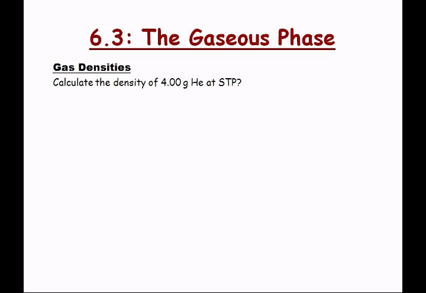Okay. So we got 4.00 grams, and then we say 1 mole, that's the helium, 1 mole of helium is 4.00 grams of helium. Grams of helium cancel out and give us moles of helium. 4 divided by 4 is 1.00 mole of helium. And if we know that 1 mole of helium is 22.4 liters, we can cancel that out, and that gives us the volume there.